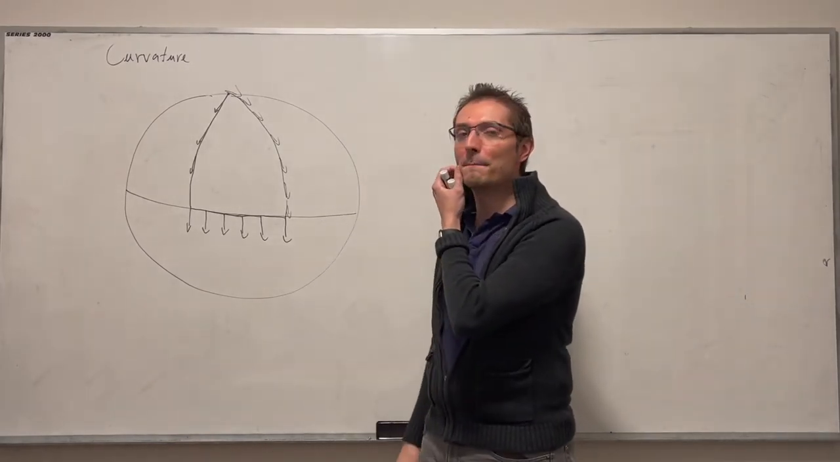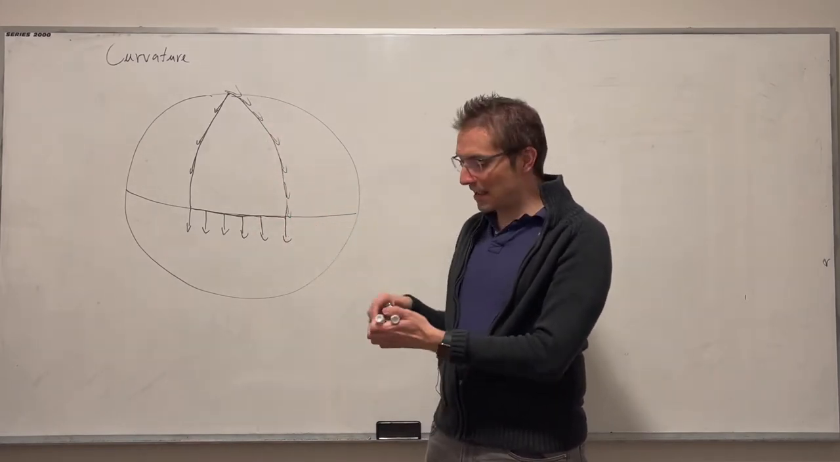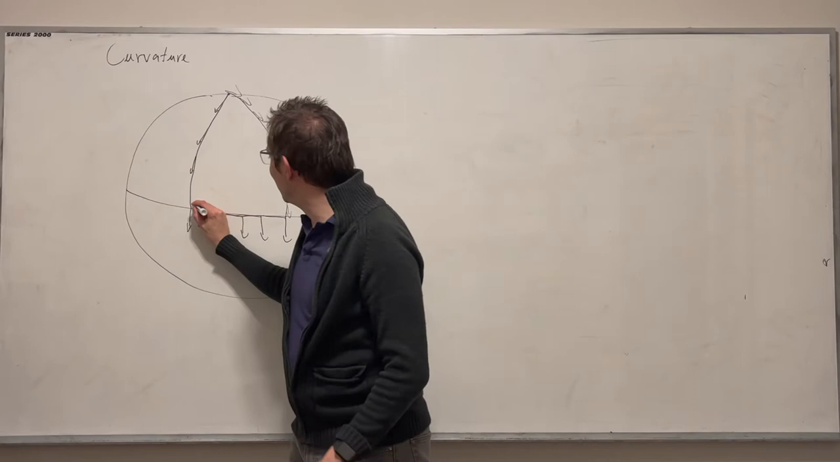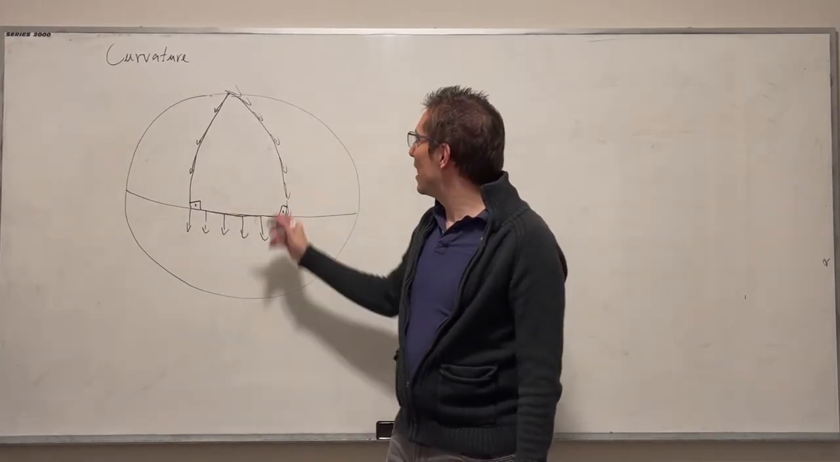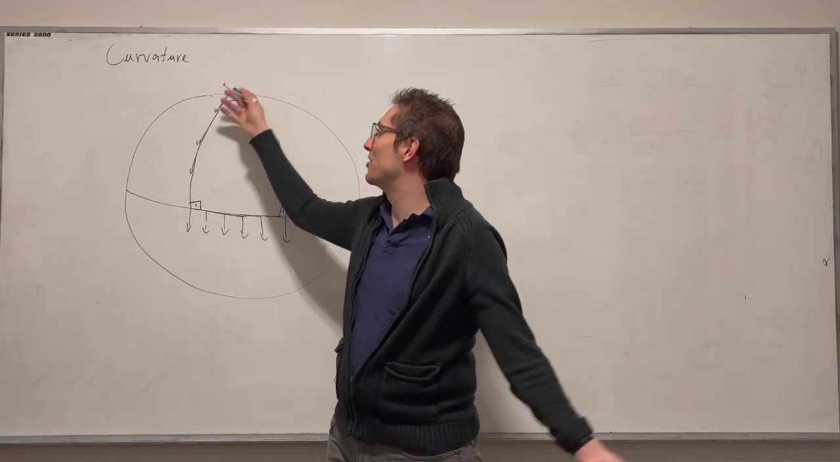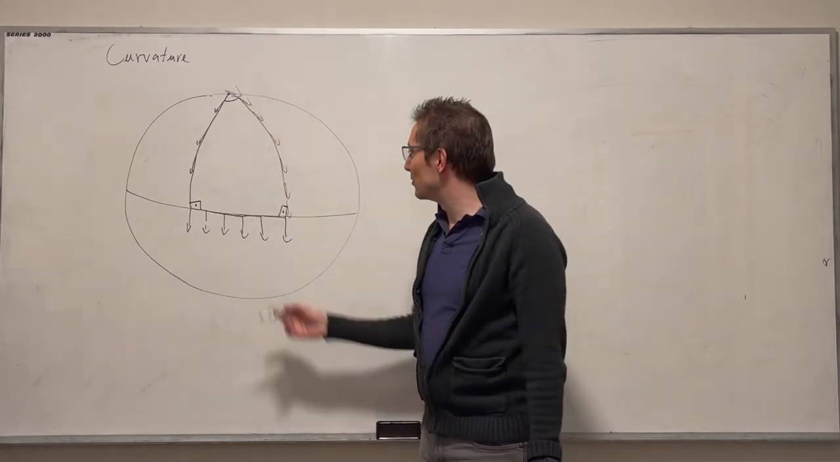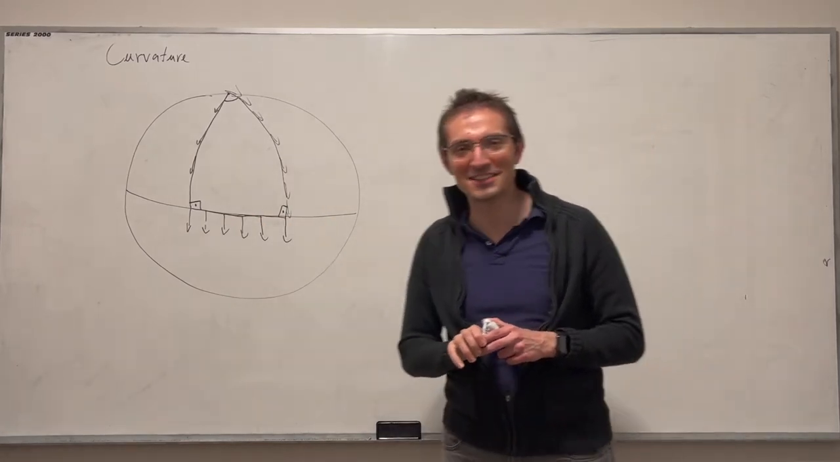Another way: you can draw a triangle like this, and you know that this angle is 90 degrees, as you did it. But then this one is also a non-zero angle. It could be another 90 degrees, for example. So the sum of the angles of a triangle is no longer 180 degrees.